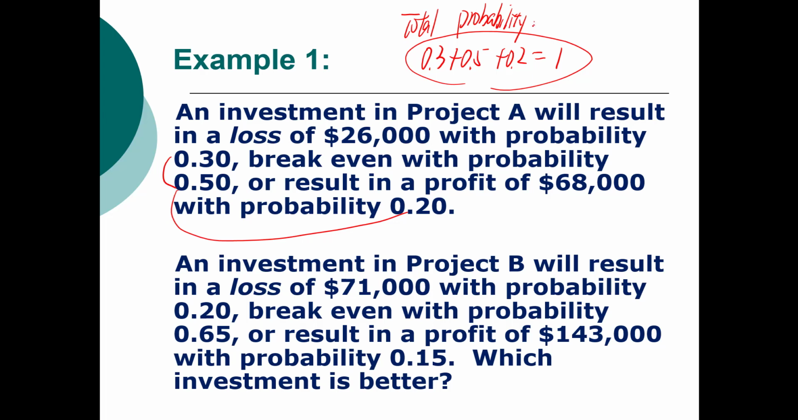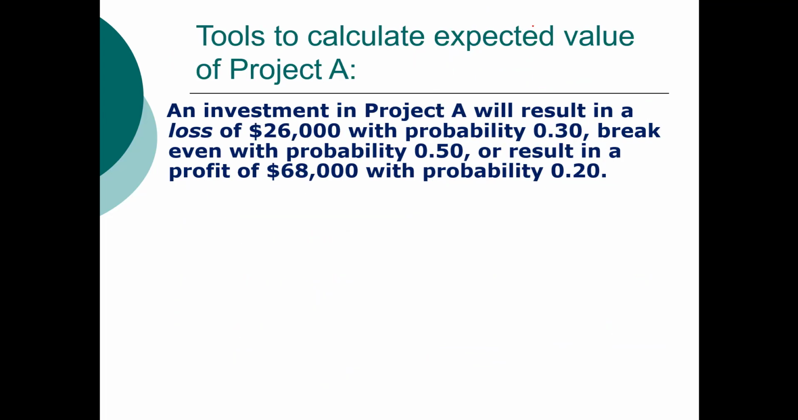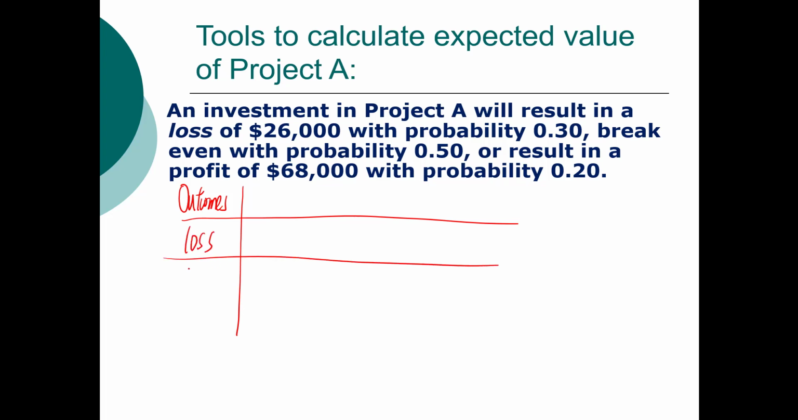And we will look into each outcome here. So here we will create a table. The table is easy to do. We have different outcomes. The first outcome is ending up with a loss. The second outcome is a break even. Break even indicates no profit, no loss. The last one is ending up with a profit.